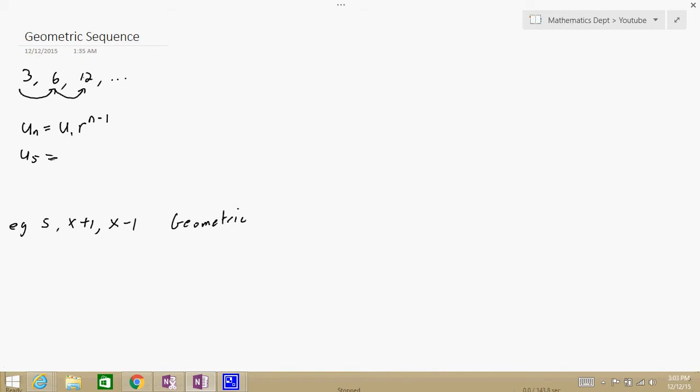The formula we get is u_n equals u_1 r to the power n minus 1, where r is your ratio. In order to figure out what your ratio is, you take any number, so for instance 12, and you divide it by the number before it. So 6. Now I could have used 6 as well, and divided by 3, and both of them give you the ratio of 2. I could have used 24 divided by 12, 48 divided by 24, etc., etc.